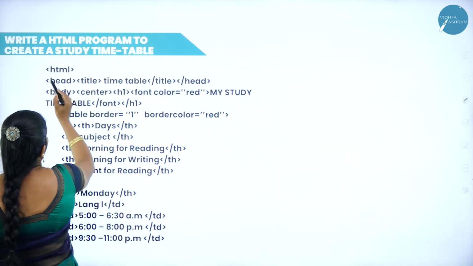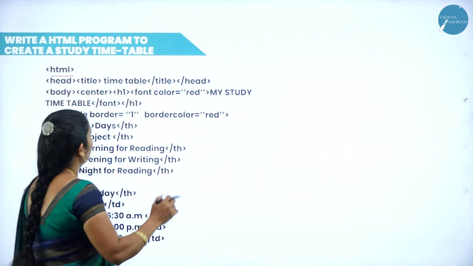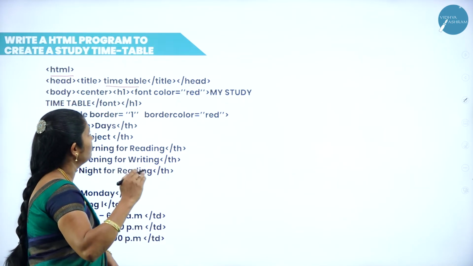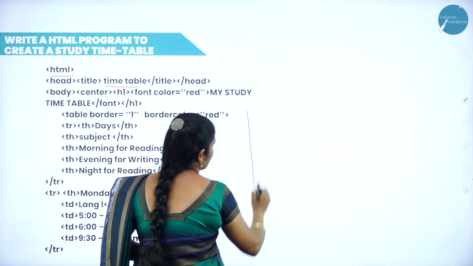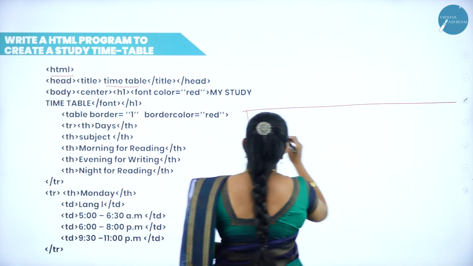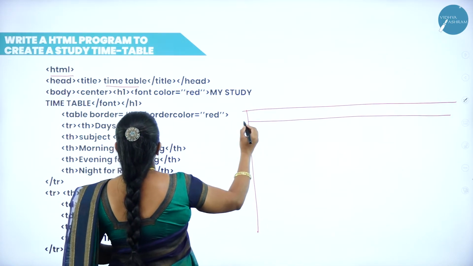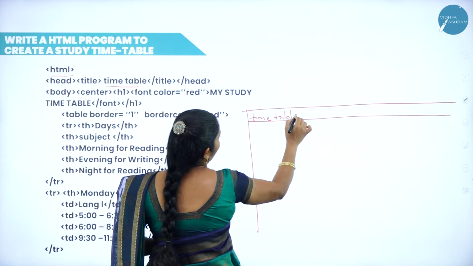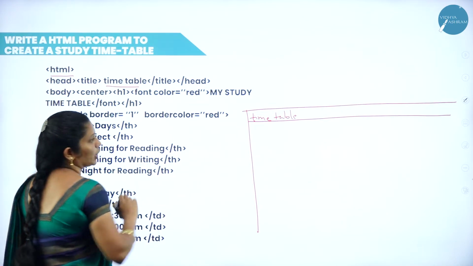See this program. Here we have HTML. That is the beginning of the program. Here in this head as well as title. In the title, we have given timetable as the content. Consider this is my output screen. On this output screen, exactly in the title bar, I am going to give timetable. Timetable is the title of the document. Then here we close the title as well as the head.